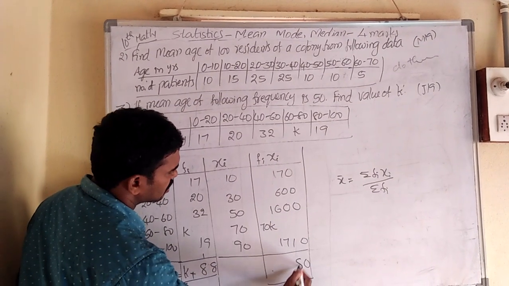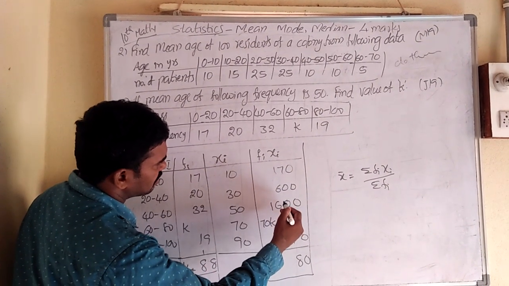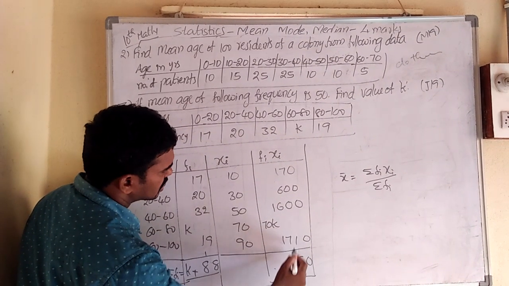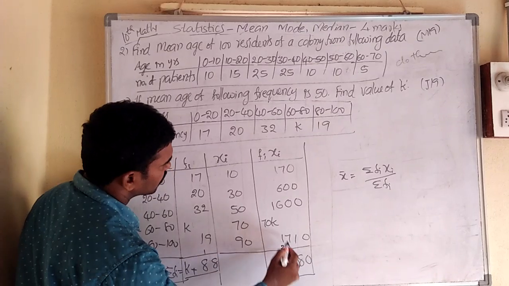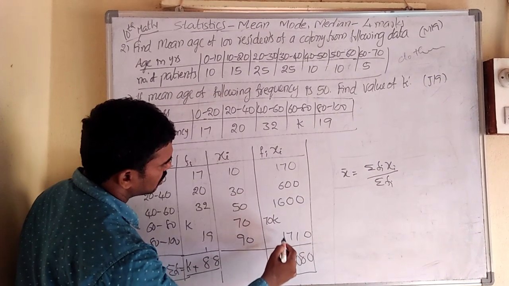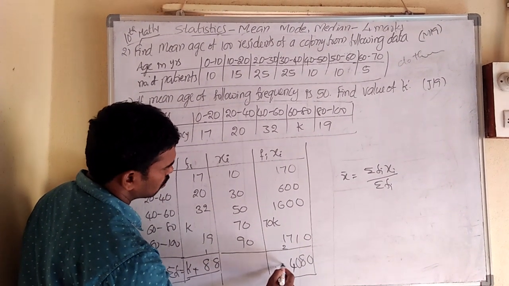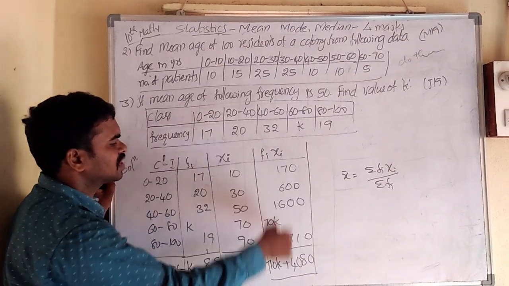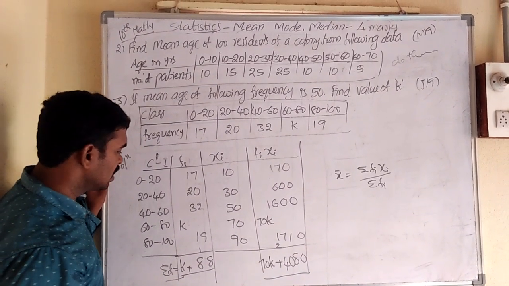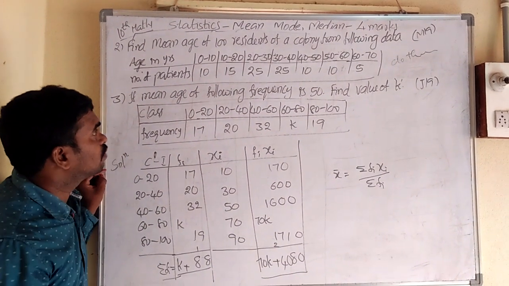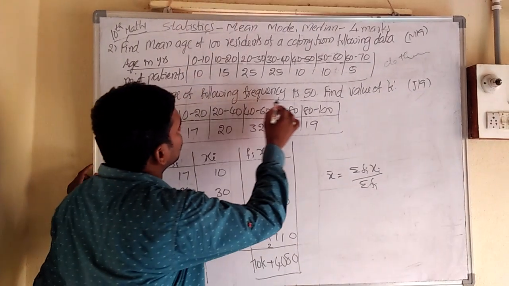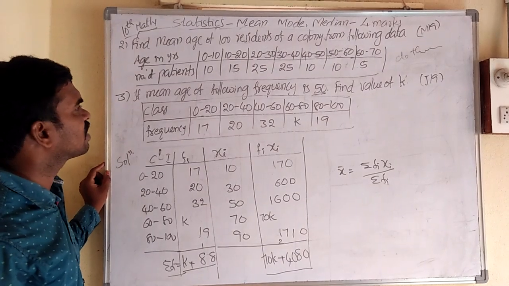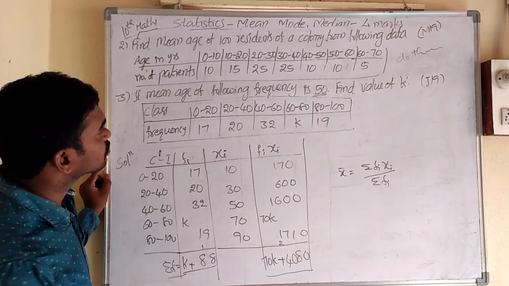Adding up these values. Next, the frequencies 1, 1, 2, 2, 4 and so on, plus what is this, 70k. So this is the summation fi xi value. Okay, this is a table, but in the question it is mentioned that the mean age of the following frequencies is 50.